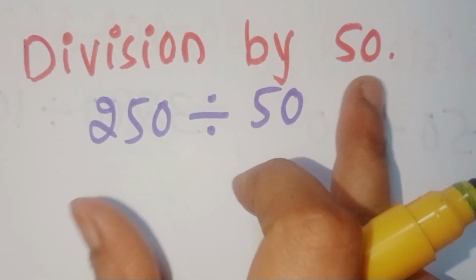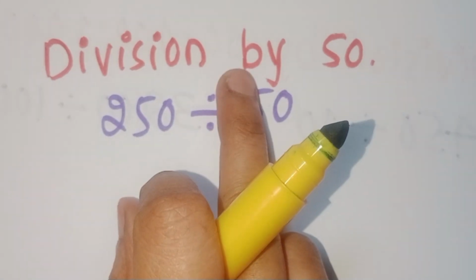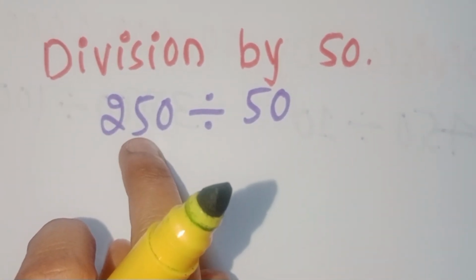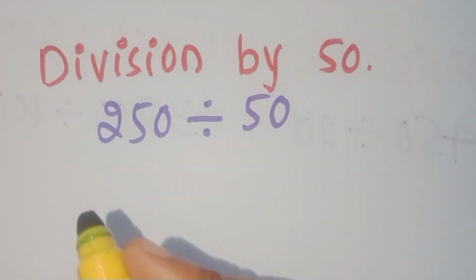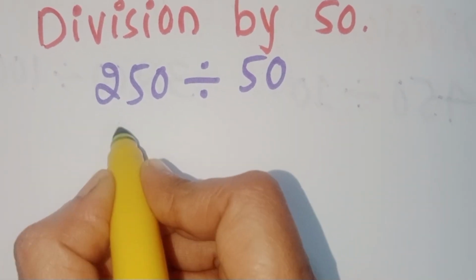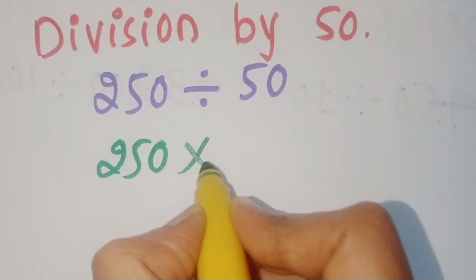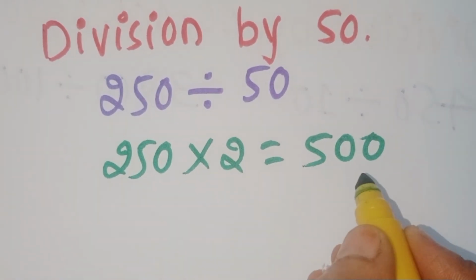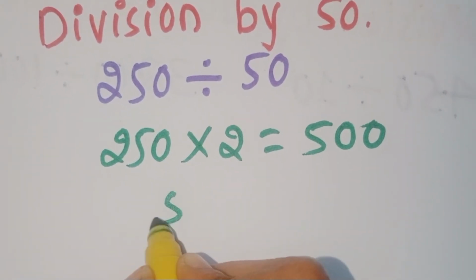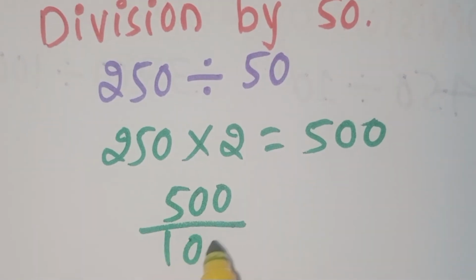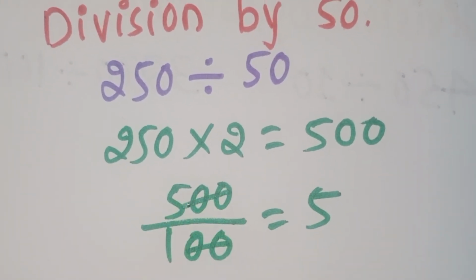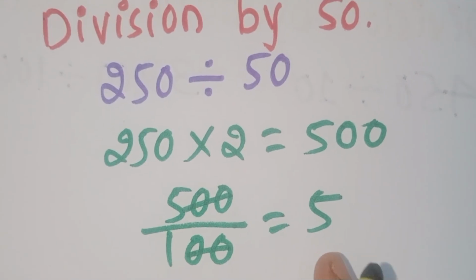Division by 50. First, multiply this number by 2, then divide the result by 100. 250 into 2. We get 500. Divide this result by 100. 500 divided by 100. We get 5. So the answer is 5.